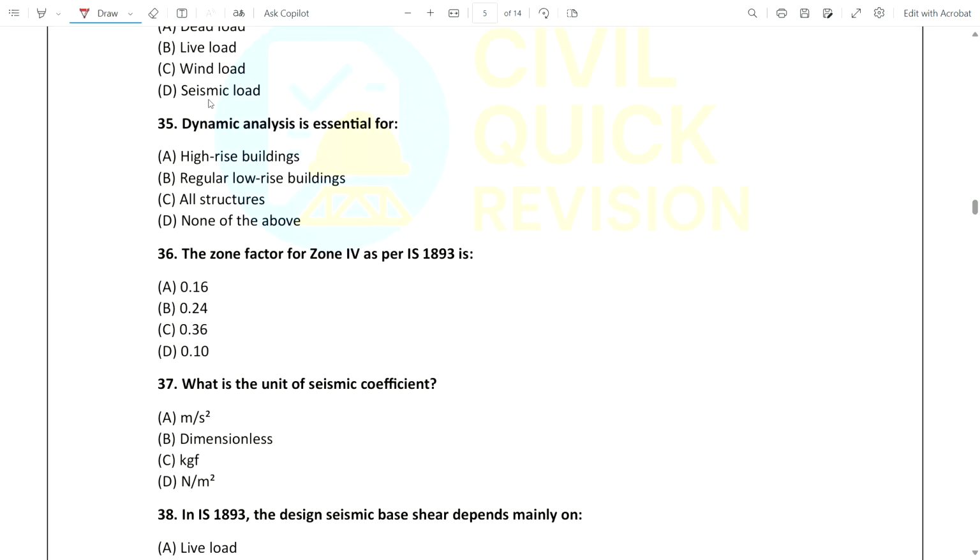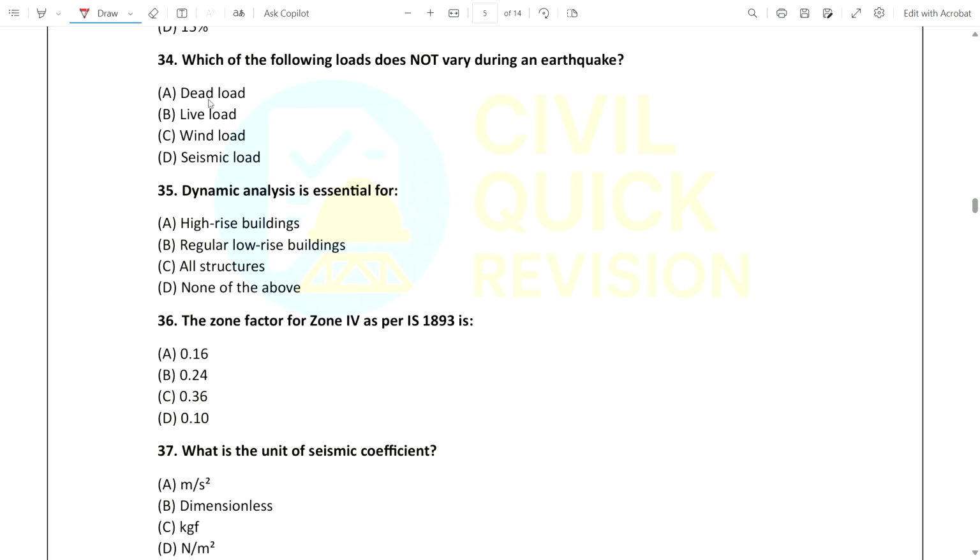Okay, now which of the following loads does not vary during an earthquake? Dead load, live load, wind load, seismic load. Here the answer is dead load. Dead load will not vary during an earthquake.